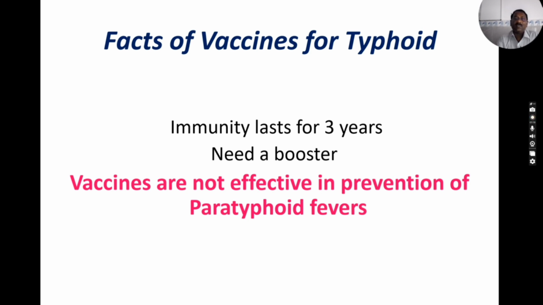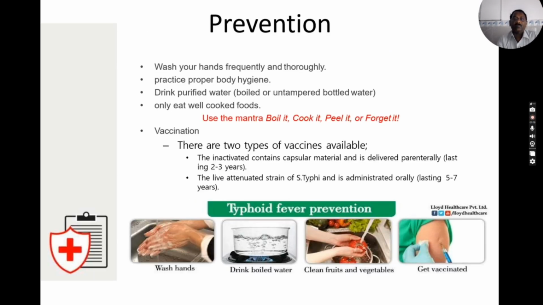Okay. Vaccines are not effective in the prevention of the paratyphoid fevers. These vaccines are only for the typhoid fevers. So the typhoid fever prevention, already told you: hand hygiene. Wash hands, drink boiled water, clean fruits and vegetables, and get vaccinated once in 3 years or 5 years.